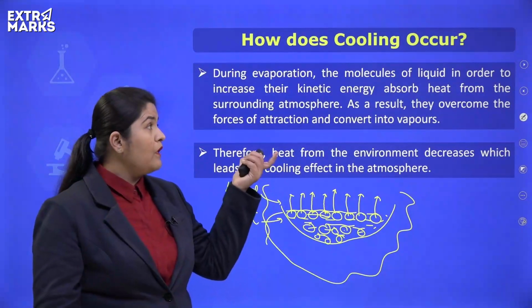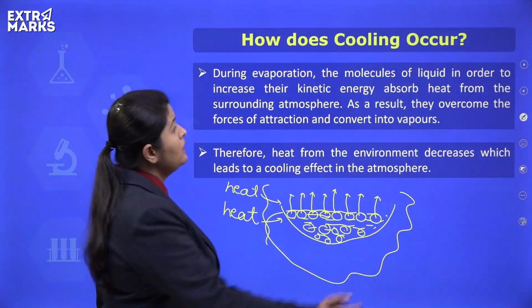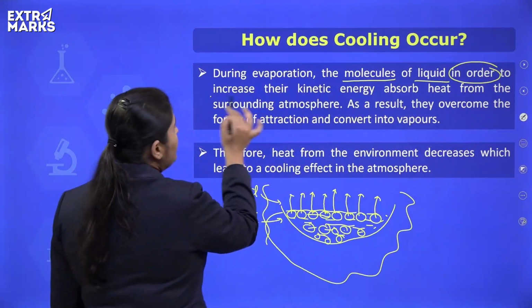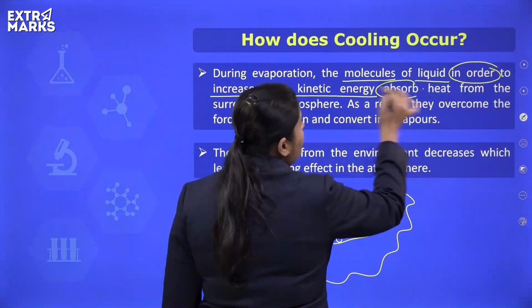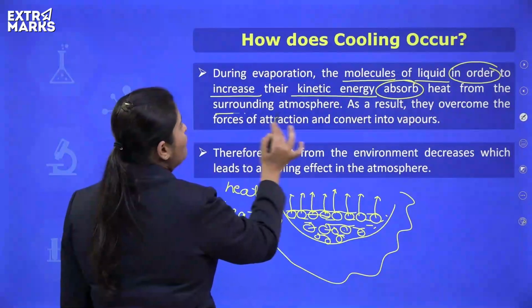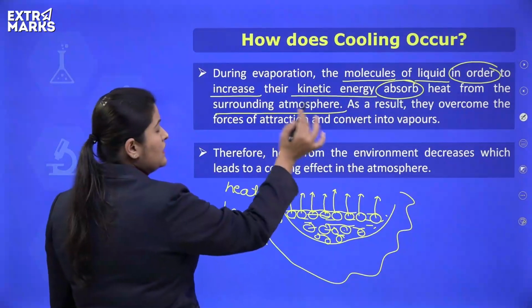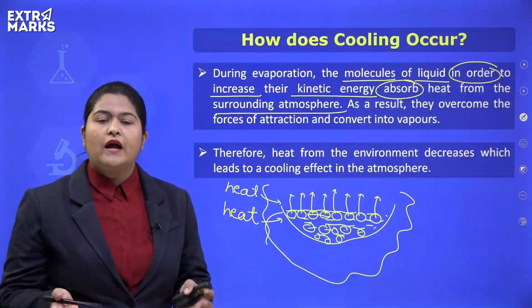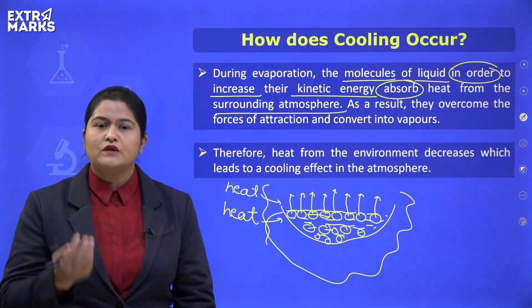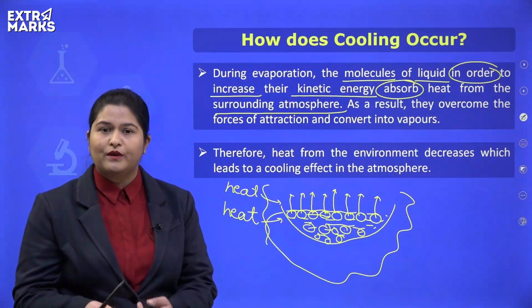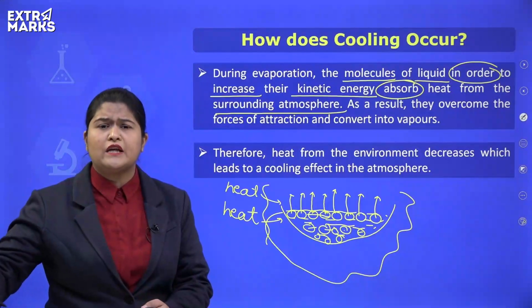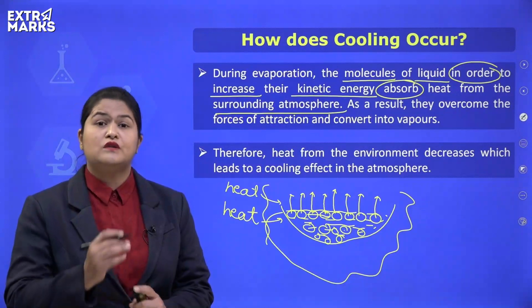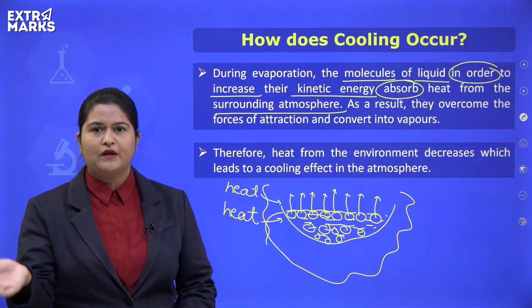So, what happens during evaporation? The molecules of the liquid, in order to increase their kinetic energy, absorb heat from the surrounding atmosphere. As a result, they overcome the attractive forces. We know that some kind of attractive forces exist between the particles in the liquid state as well. In the gaseous state as well, the attractive forces are there, but the strength of attractive forces is more in liquid as compared to the gaseous state.